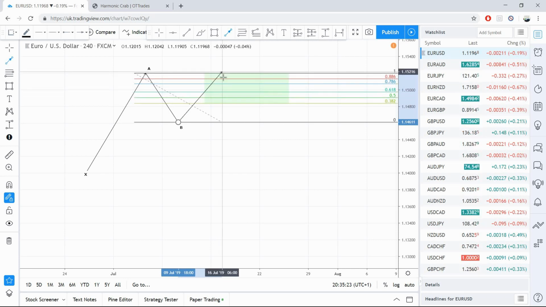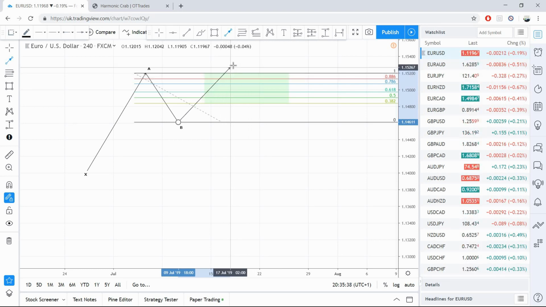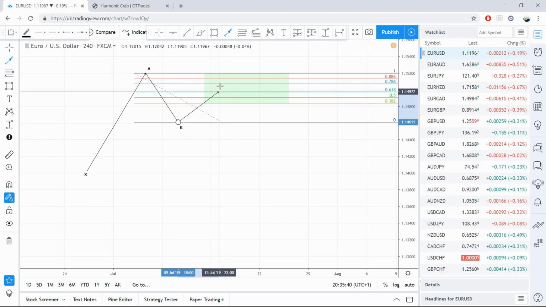This is not the same up here. If the wick exceeds that A point or 100% retracement level, price has moved through this level, and therefore it's invalid. Even if price exceeds this and the candle closes back below it, that is still an invalid pattern, and we shouldn't take that into consideration.